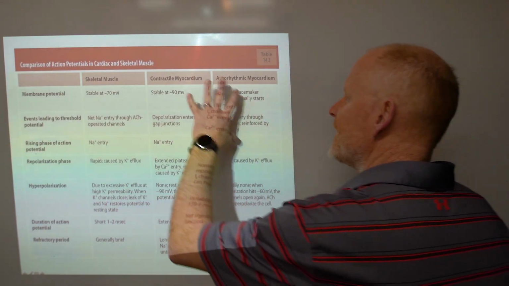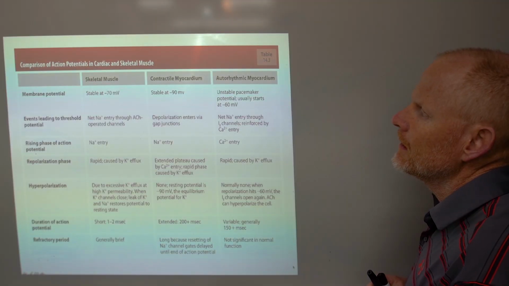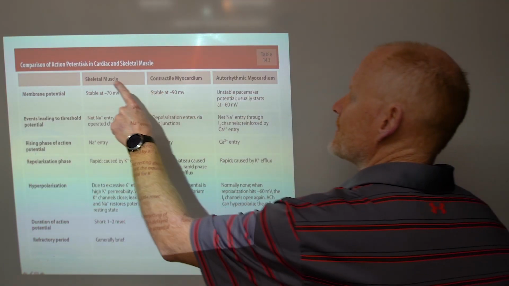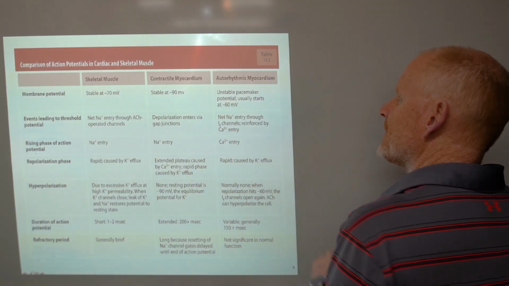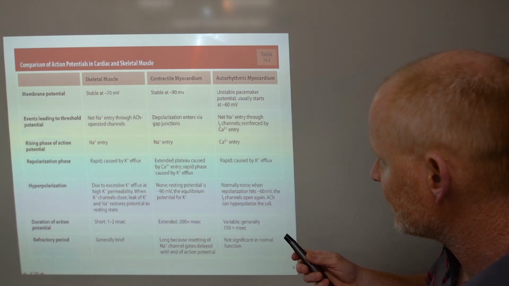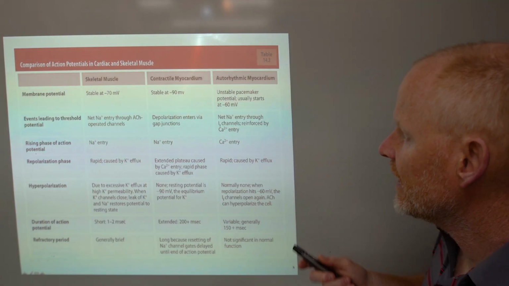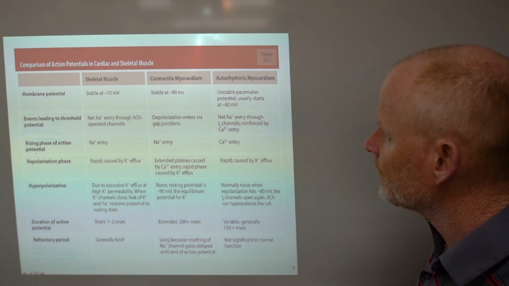Okay, again, I throw this figure up here that shows you a comparison between skeletal muscle, contractile myocardial cells, and autorhythmic myocardial cells. So it's a little different than the one that has smooth muscle on here. It actually gives you the two major cell types of the myocardium, the middle layer there of the heart wall.